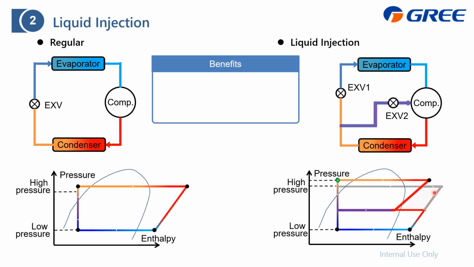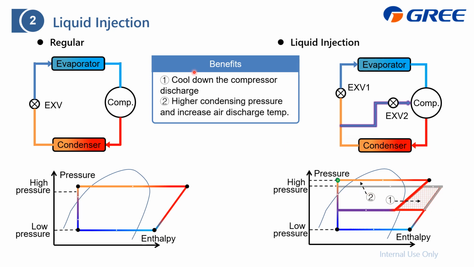We can have a lower compressor discharge temperature, and also we can raise the condensing pressure, which also raises the air discharge temperature of the heat pump. And for this one, especially for number 1, we can ensure the system reliability to avoid the compressor becoming overheated, which is very common in low temperature heating.